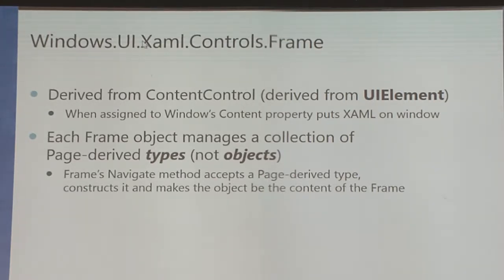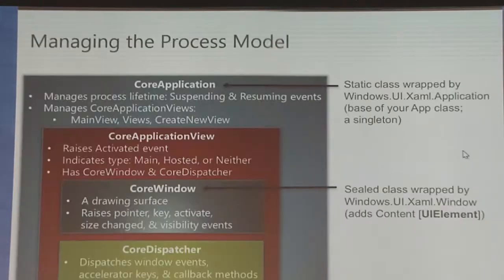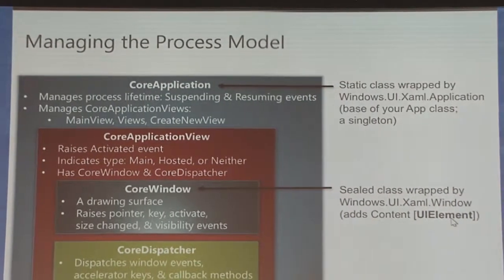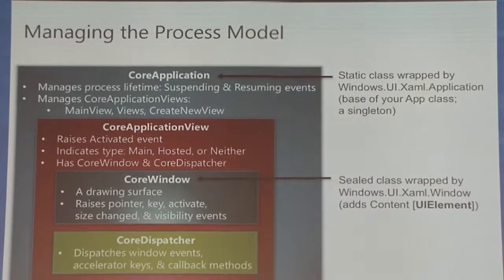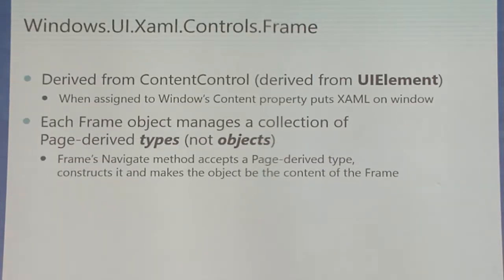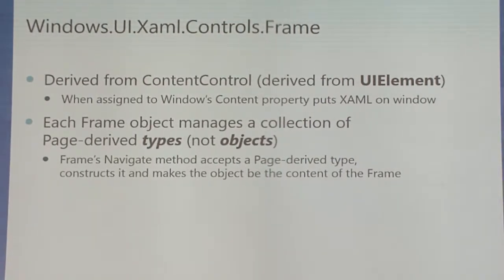Okay. Now, Frame is derived from ContentControl. ContentControl is derived from UIElement, which means that we can assign a frame into this window right over here. And that's how we get our XAML user interface on the drawing surface, by doing that. Okay. Now, each frame object manages a collection of page-derived types.